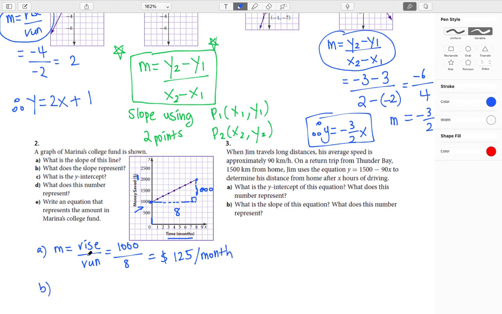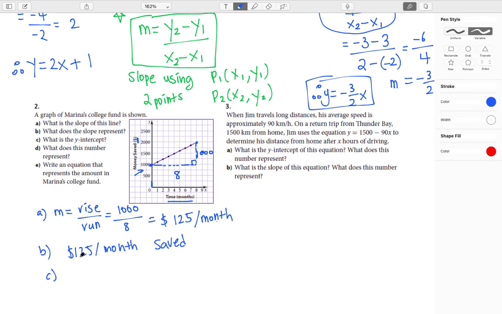So letter B, what does the slope represent? So in this case, the slope represents how much of Marina's fund has been saved every month. So it represents $125 saved every month.